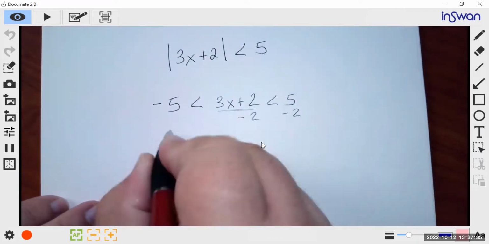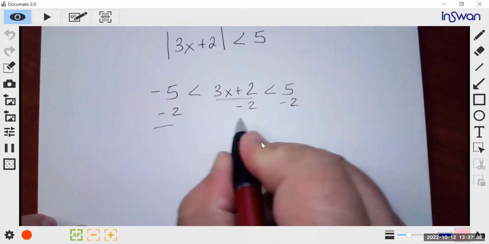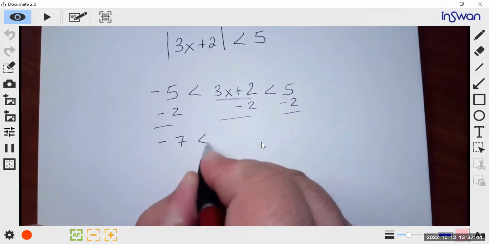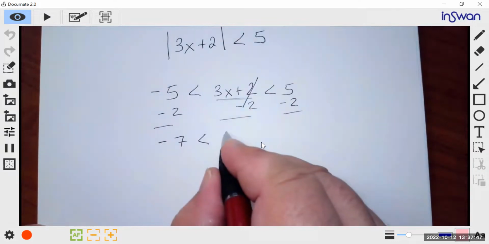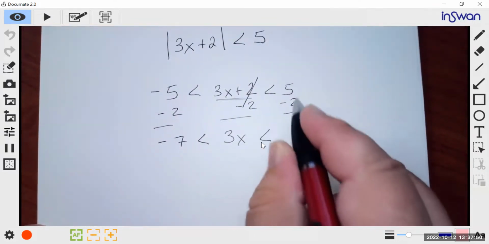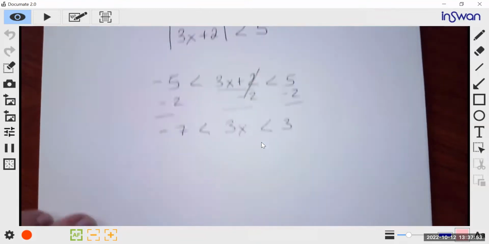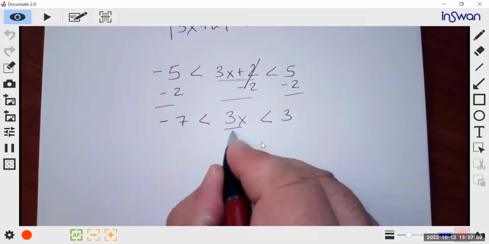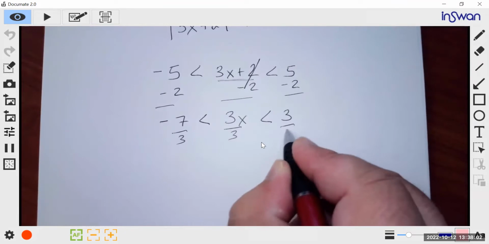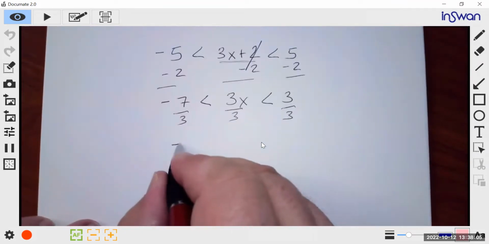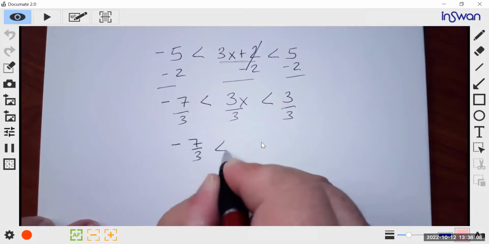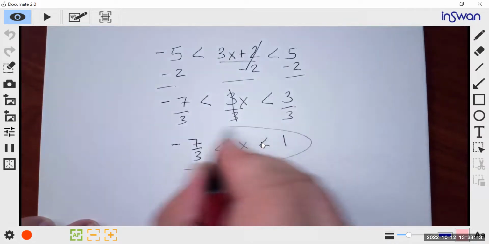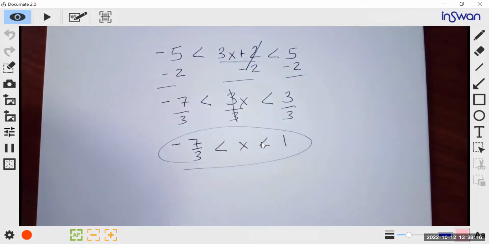Whatever we do to the middle, we do to the outer two sides. Subtract 2 from everybody. They're both negative. 5 and 2 is 7. 2's cancel, so we have 3x. 5 minus 2 is 3. To get the x by itself, I have to divide by 3. So negative 7 over 3 is less than x is less than 1. There's your set notation.